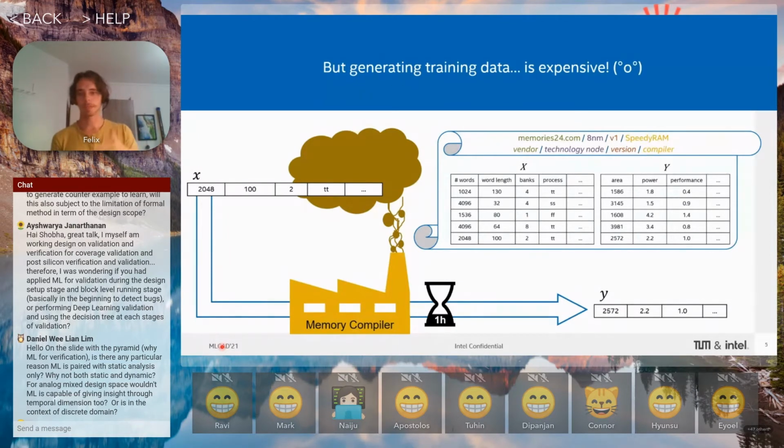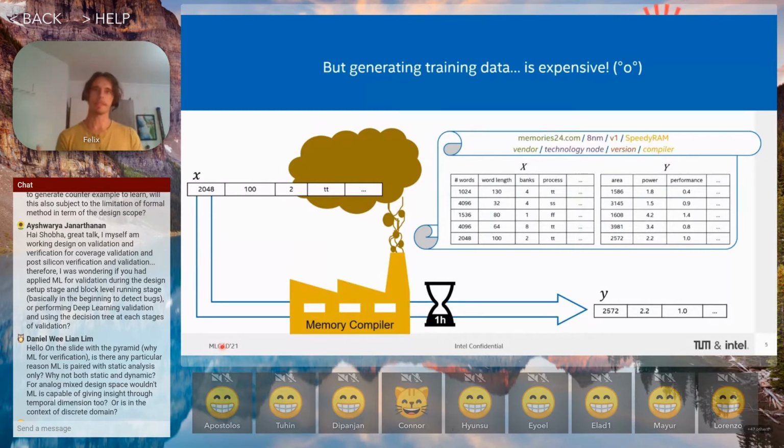But a lot of parameters go into this memory compiler that I might not know in advance, right? And this is really what we're trying to optimize. For example, the number of banks doesn't influence the interface I get from my memory, but it does impact the PPA, so I need to tune it. Okay, but back to training data generation.